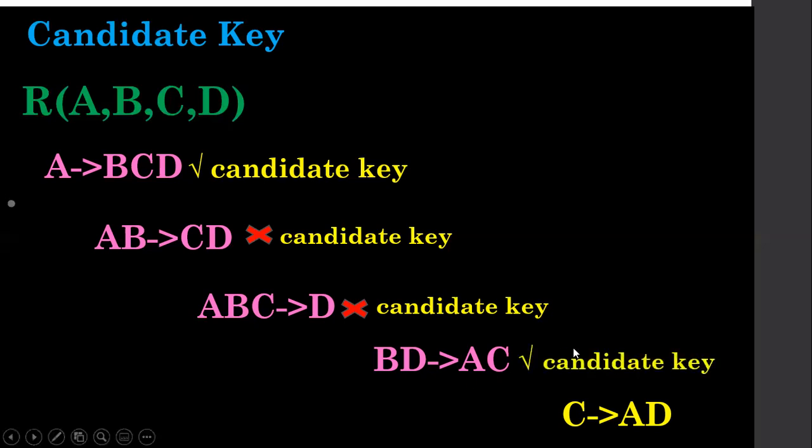Now whether C implies AD is a candidate key. For that, first we need to check whether C is a super key. C is not a super key, then there is no question of a candidate key. So like this we can find the candidate key from a given super key.